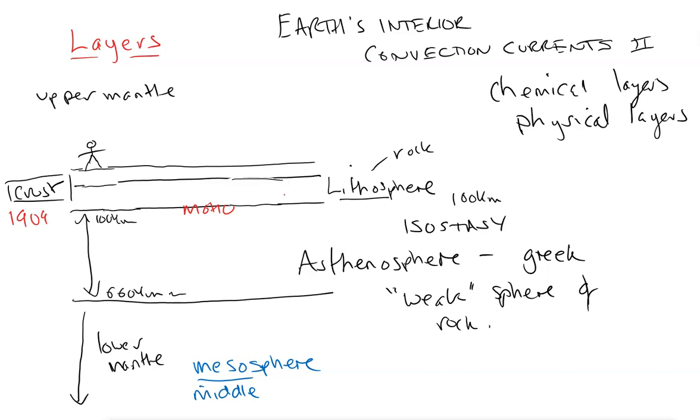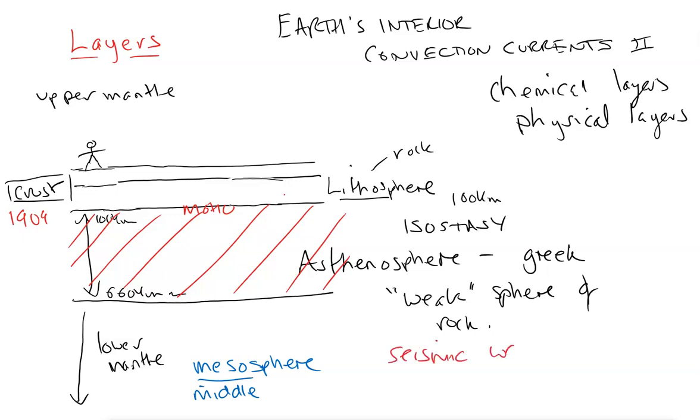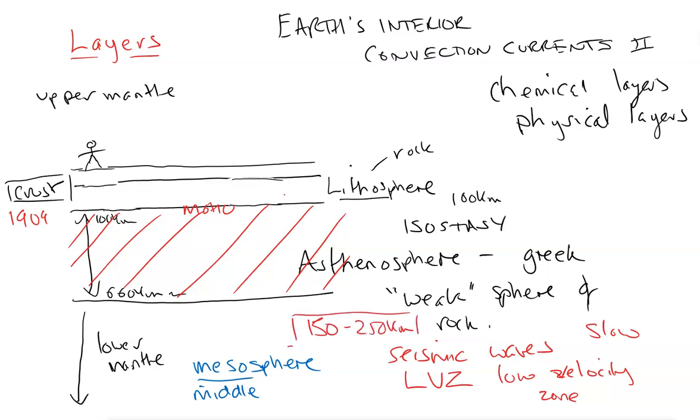So we have this area right here, the asthenosphere, being the weak sphere. Now, why is it the weak sphere? There is an area found by seismic waves, which is called the LVZ, low velocity zone. This is where the seismic waves were recorded to slow down or reduce their velocity in this area between 150 to 250 kilometers. So it's within this asthenospheric layer. So it's about here.